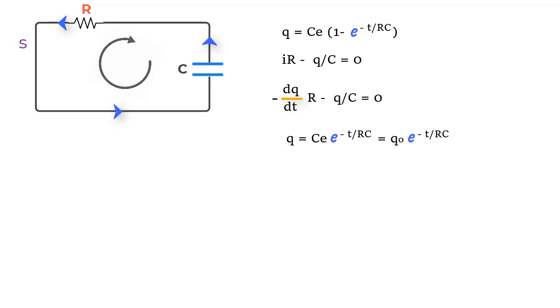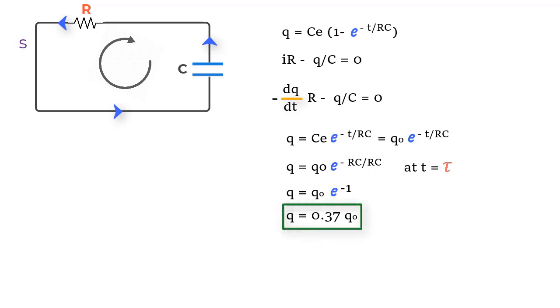So Q naught here is the charge when the capacitor is fully charged, or Q naught is equal to C times the EMF value of the battery. So we can see that Q decreases exponentially with time, and after time tau, that is the capacitive time constant and equal to RC, the capacitor charge has come down to Q naught e to the power minus 1. That is about 37% of the initial full charge Q naught. So a higher tau value would mean more time taken for discharge.